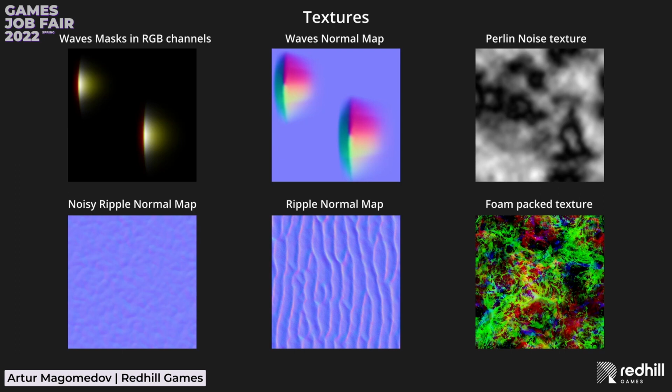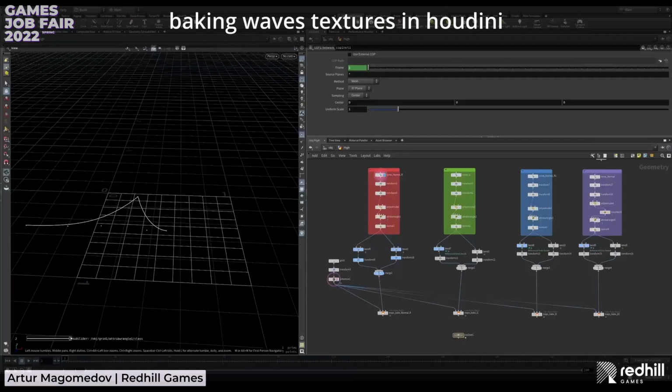Other textures I used were a small texture with a Perlin noise. It's a very handy one, I reused it multiple times in the shader. 2 ripple normals. One is very small and turbulent. The second one is bigger, directed ripples. And a packed foam texture, each RGB channel of which contains a tiled grayscale foam mask.